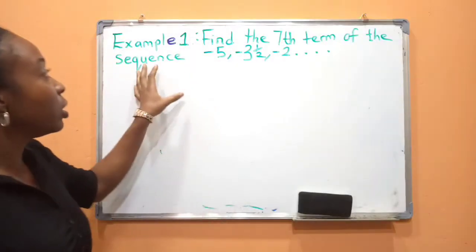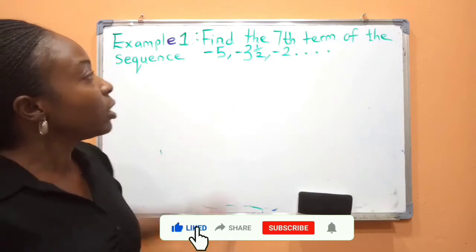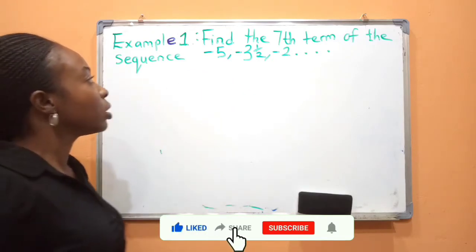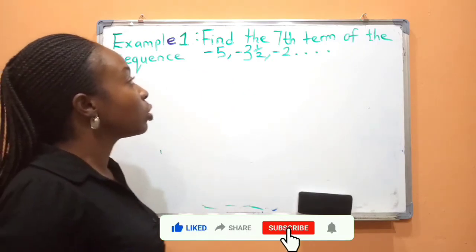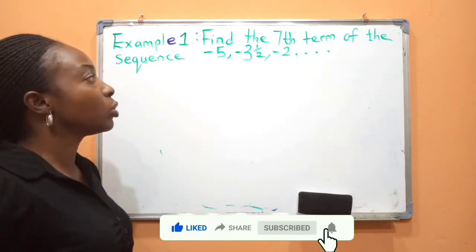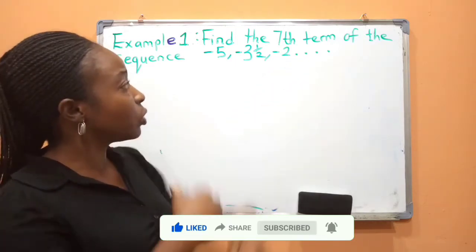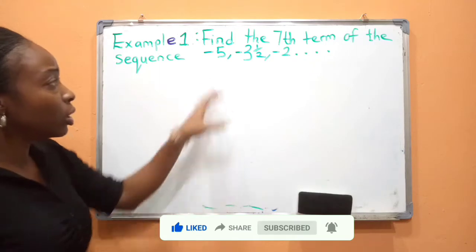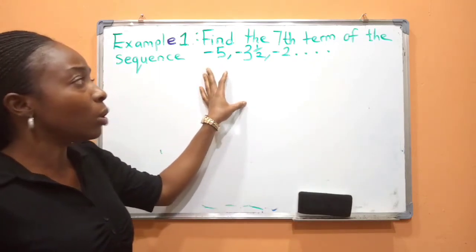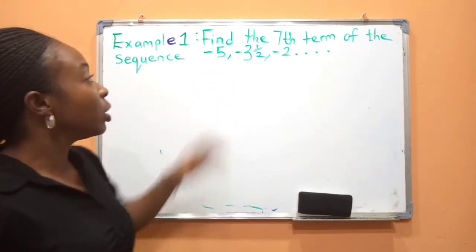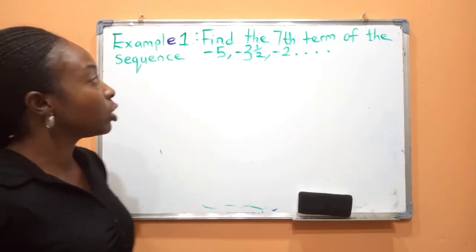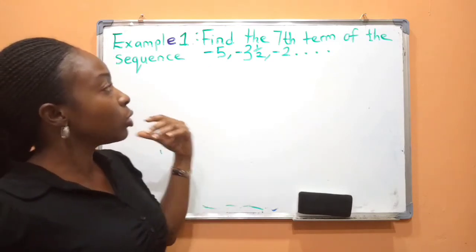So let's take a look at this example. It says, find the seventh term of the sequence minus 5, minus 3.5, and minus 2. And this dot refers to and so on. So when you're given something like this, if you observe in this question, we were not given any formula to use, like in the previous question.